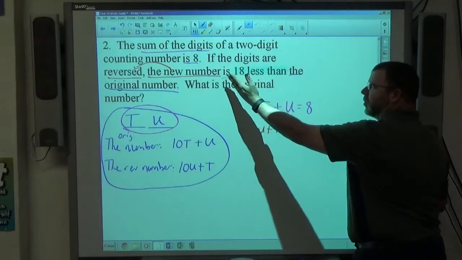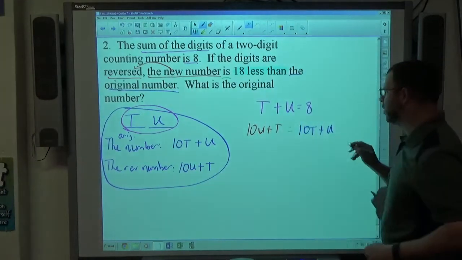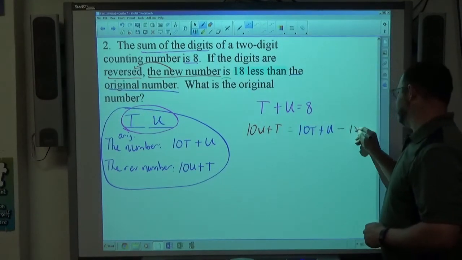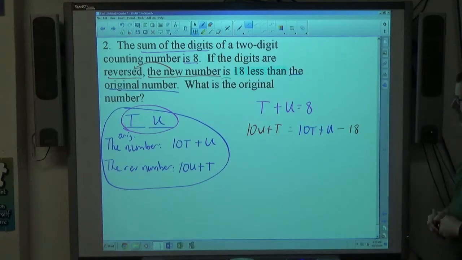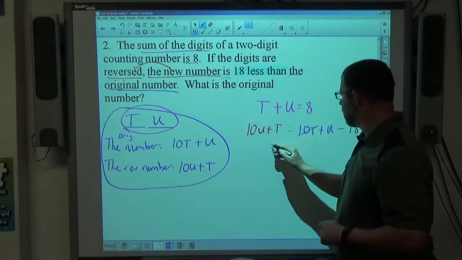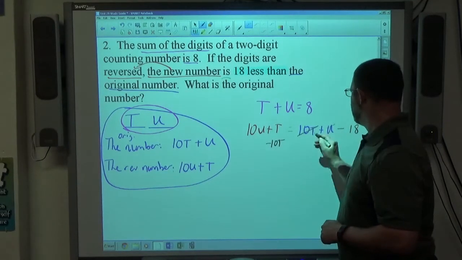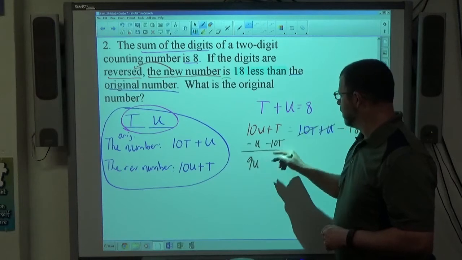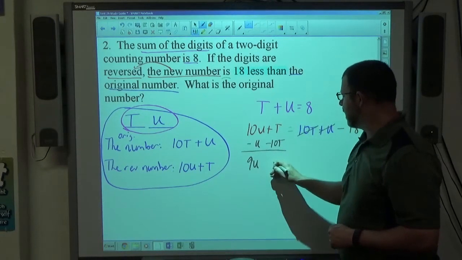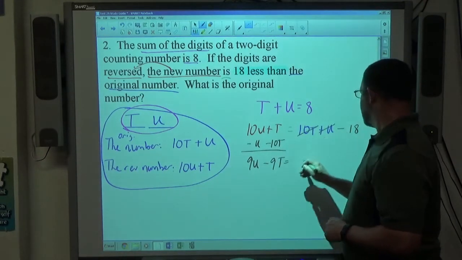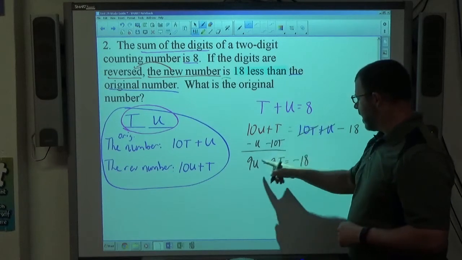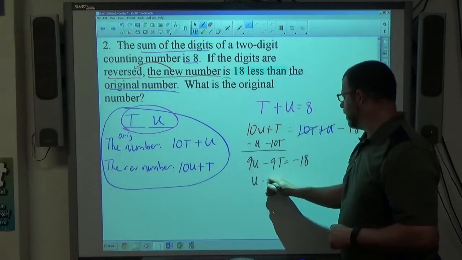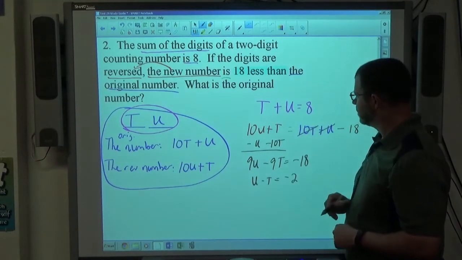So equals 18 less than happens after the word equals, so minus 18 goes over on the right hand side. I would probably move the 10t and the u to the left, so 10t moves over minus 10t, u moves over minus u. 10u minus u makes 9u, t minus 10t makes negative 9t, and negative 18. And everything divides by 9, so u minus t is equal to negative 2.